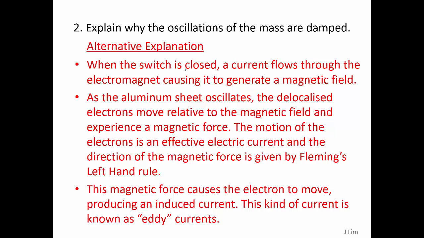Okay, alternative explanation. When the switch is closed, a current flows through the electromagnet, causing it to generate a magnetic field. As the aluminum sheet oscillates, the delocalized electrons move relative to the magnetic field and experience a magnetic force. The motion of the electrons is an effective electric current, and the direction of the magnetic force is given by Fleming's left-hand rule. This magnetic force causes the electrons to move, producing an induced current. This kind of current is known as eddy currents.